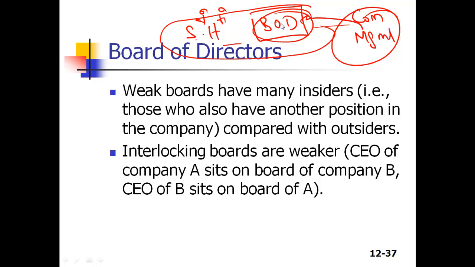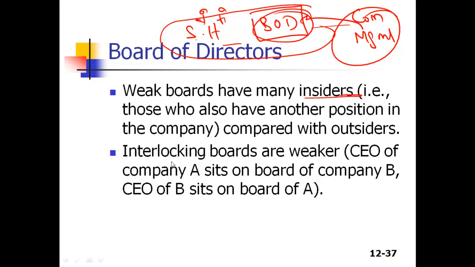Do you think such a board will crack the whip if management is doing something wrong? No, so that's an issue. Weak boards may have insiders. Who are insiders? Insiders would be either people who are closely associated with the company, or maybe friends, family, relatives of the company management.